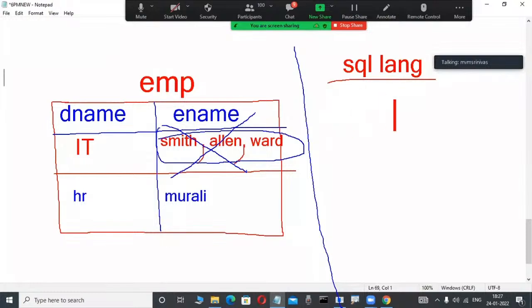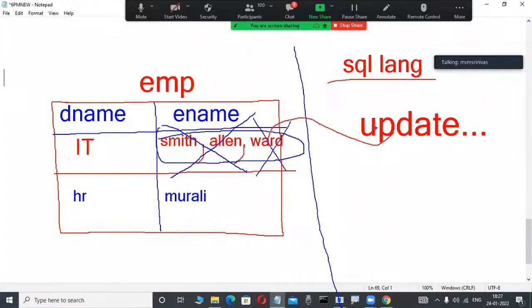Suppose in the SQL language, a non-procedural language, some commands are there: update, delete, select, insert. Suppose I am using the update command. Through this update command, I try to modify only a single employee, Ward, from these multiple employees. Impossible. The update command is not working. Whenever multiple values separated with a comma are there, modifying a single value from these multiple values with update is impossible. That is a problem.